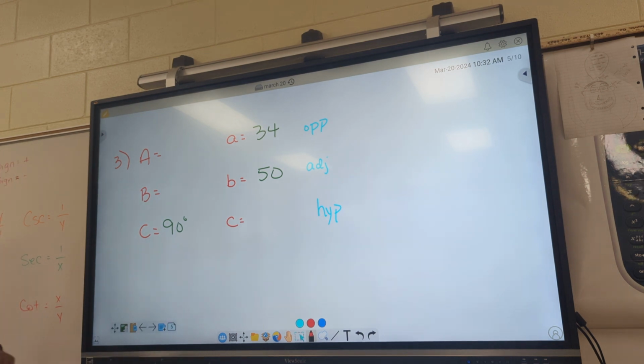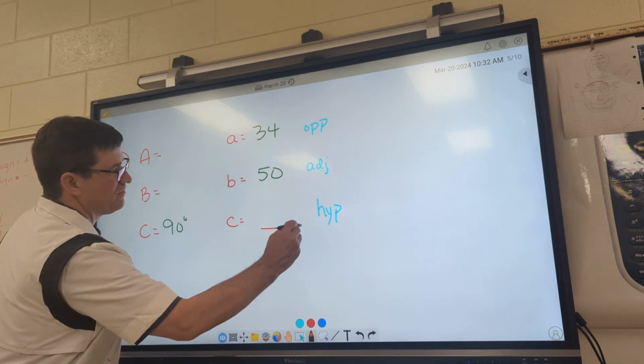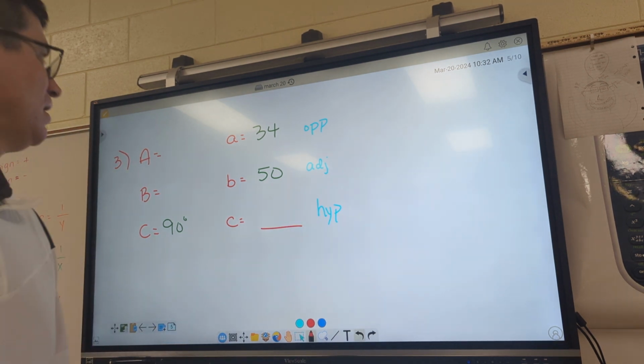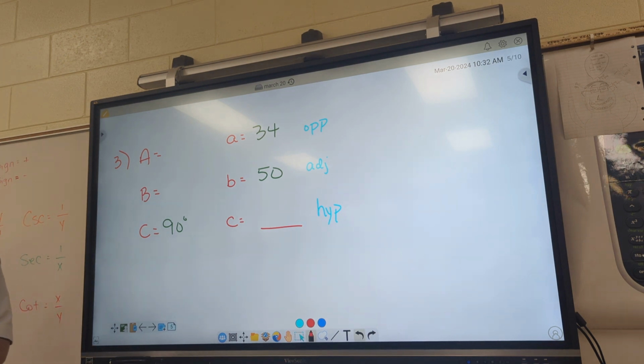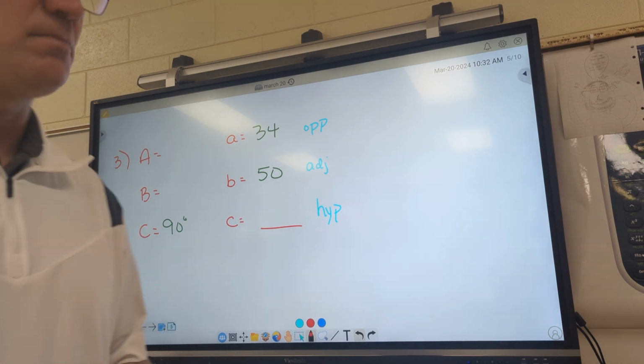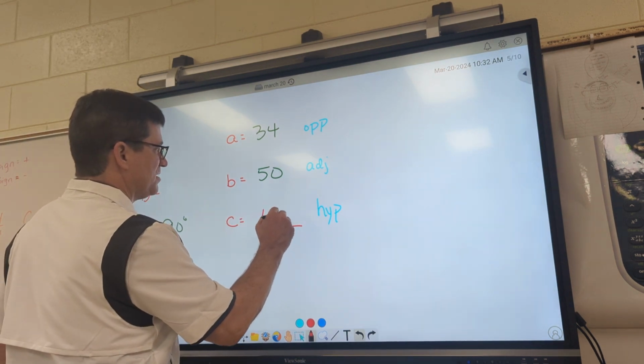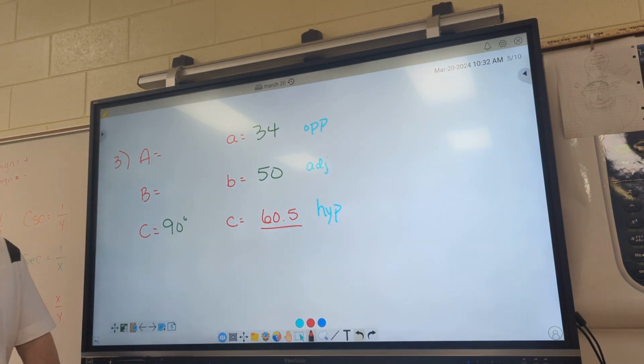Three is a little bit different because you can't find the left column first. What do you have to do first on three? Find the right column. So how are we going to find out what C is? We can do our a squared plus b squared equals c squared. So you guys go ahead and type in 34 squared plus 50 squared. Find the square root. Somebody give me a number. 60.5. I agree. 60.5 is correct. All right, we can leave that one a decimal.